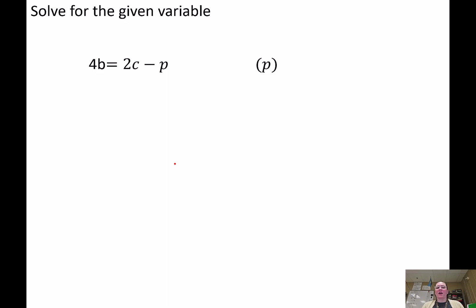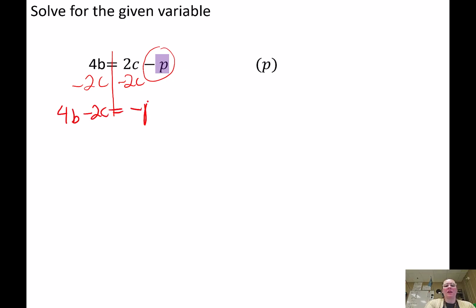All right, now I've got 4b equals 2c minus p, and I'm going to solve for p. Easy enough, right? We're going to look at is there anything adding or subtracting? Well, the 2c is adding to p. We're not looking at the subtraction sign here. This subtraction sign goes with the p, okay? So since 2c is positive, we're going to subtract 2c. 4b and 2c are not like terms. So I get 4b minus 2c is equal to negative p.